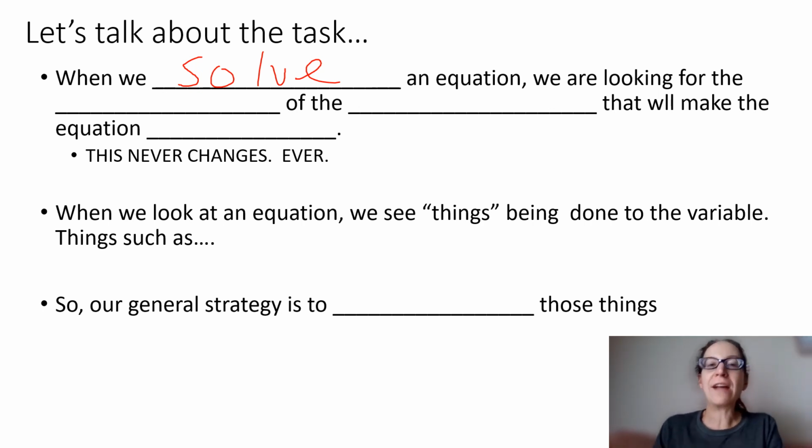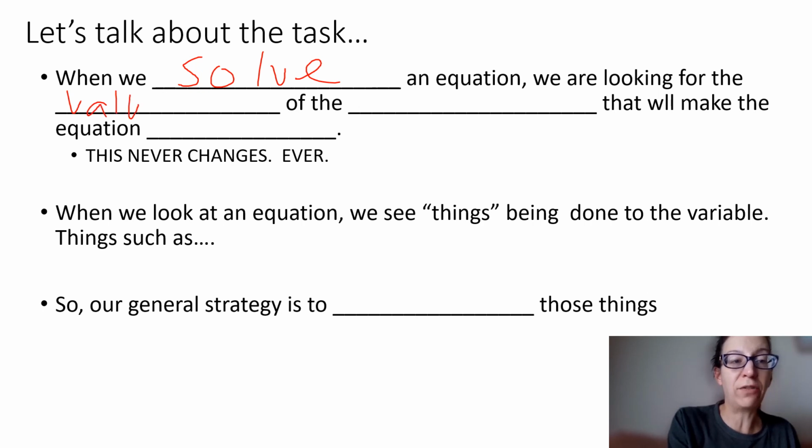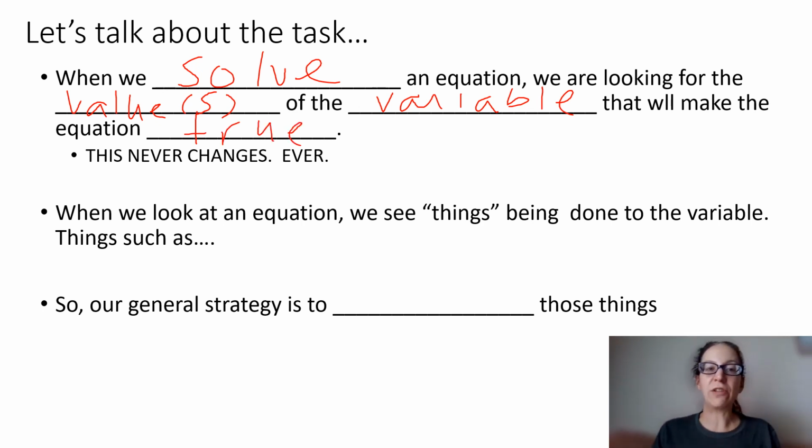So when we are asked to solve something, we're asked to do something really specific. We are looking for the value or values, because it might be more than one, of the variable. If it's a system, it'll be more than one variable that will make the equation true. This never changes, ever. This is what it means to solve something.